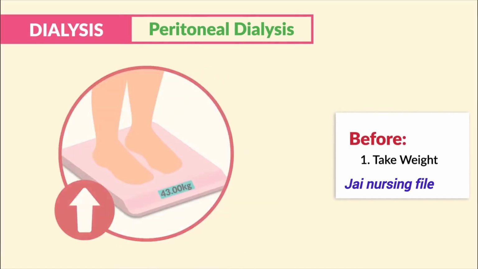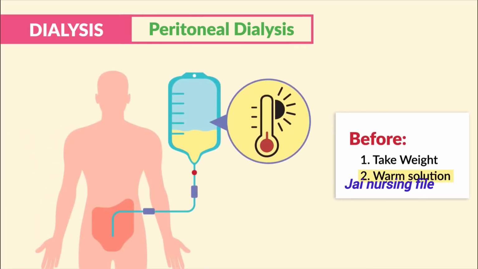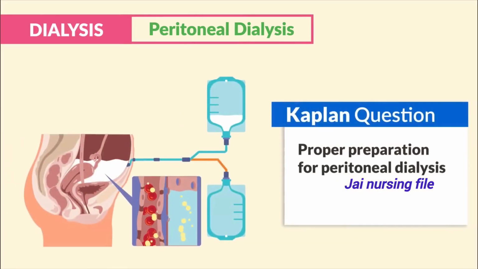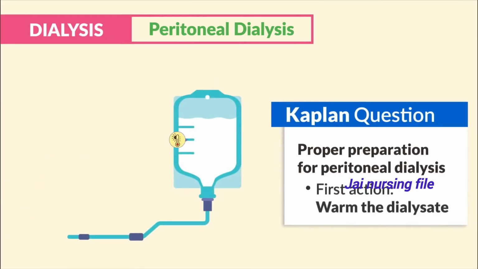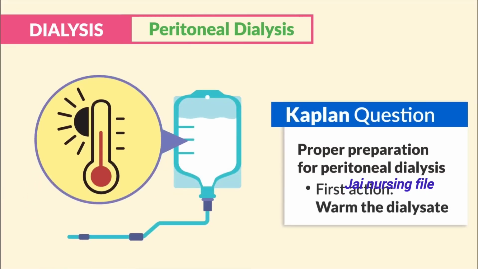So the key point here is before, just like any dialysis, we take weight and we warm the solution. Typically, as a general rule, any fluid that's going inside the body, we want to make sure it's warm. Now, Kaplan mentions proper preparation for peritoneal dialysis. The first action is to warm the dialysate.